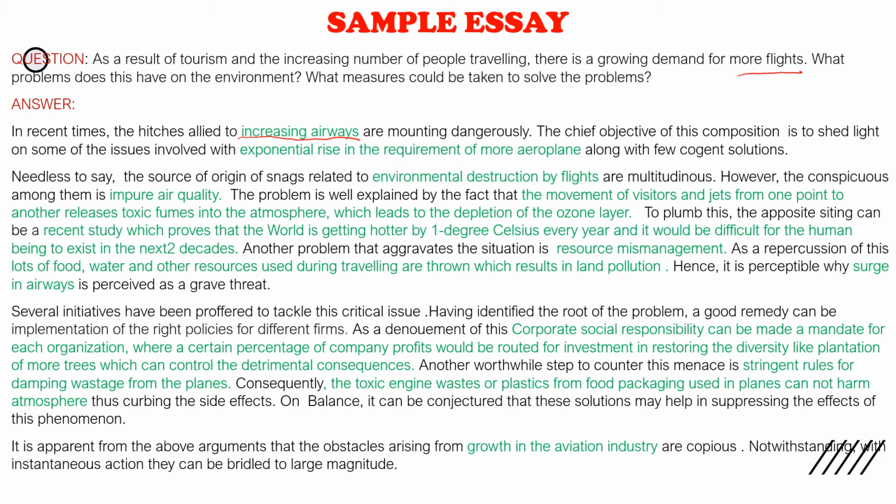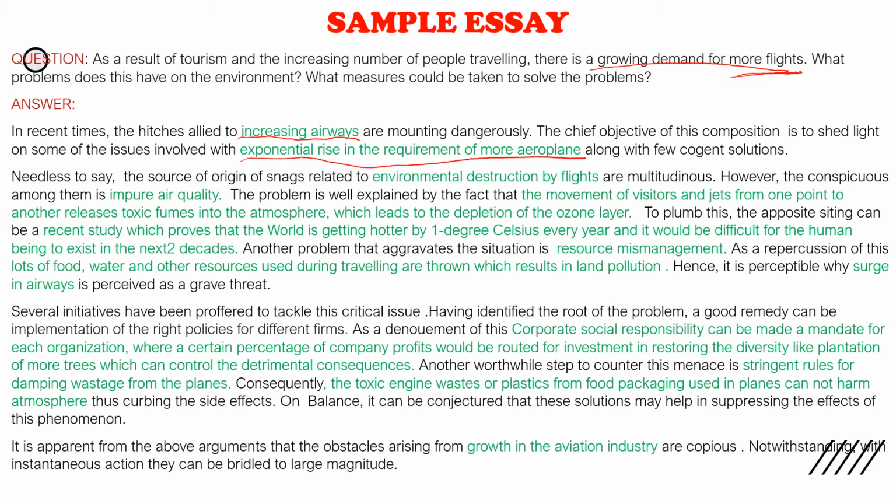What are the problems of this on the environment, and what are the solutions? So increasing flights have what problems on the environment, and what can be the solution? More flights will be our keyword here, and we have to have a number of synonyms for this. So in recent times, the hitches lead to increasing airways. Increasing airways, growing demand, increasing airways are mounting. The chief objective of blah blah blah is involved with an exponential rise in the requirement of more aeroplanes.